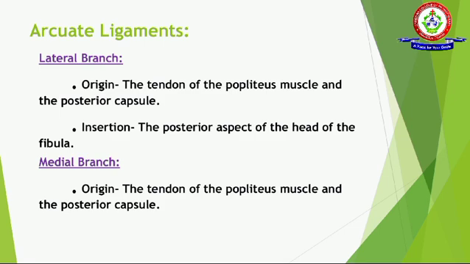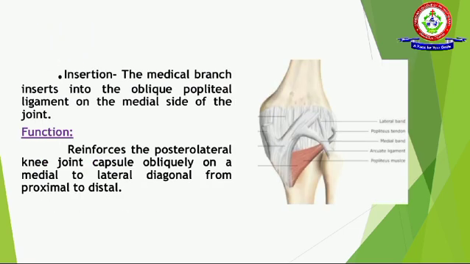Next we can see about arcuate ligaments. It has two branches, lateral branch and medial branch. First, lateral branch. It gets originated from the tendon of the popliteus muscle and the posterior capsule and inserted into the posterior aspect of the head of the fibula. Medial branch. It gets originated from the tendon of the popliteus muscle and the posterior capsule and get inserted into the oblique popliteal ligament on the medial side of the joint. Function. It reinforces the posterior lateral knee joint capsule obliquely on the medial to lateral diagonal from proximal to distal.